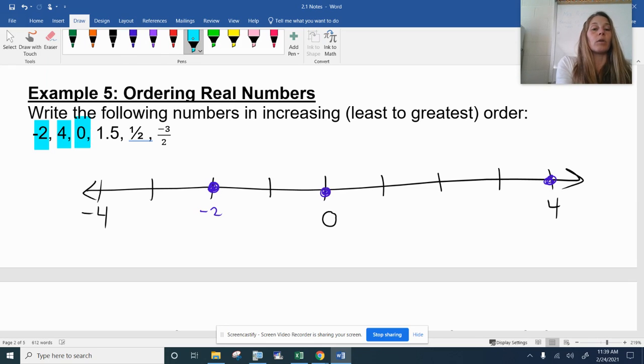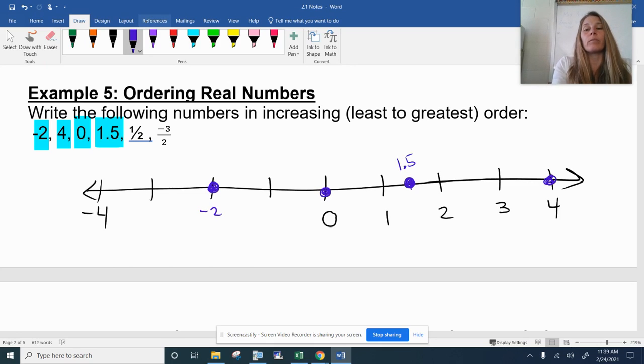So now I'm going to go to 1.5, which is going to be, if this is a 1 here and this is a 2, 1.5 would be about halfway between my 1 and my 2. Then I have the 1/2, and 1/2 would be between 0 and 1, about halfway. And then -3/2, which is actually -1.5. So I know I'm going to go negative, and I'm going to be a little bit in between the -1 and the -2. So -3/2 would be right about there.